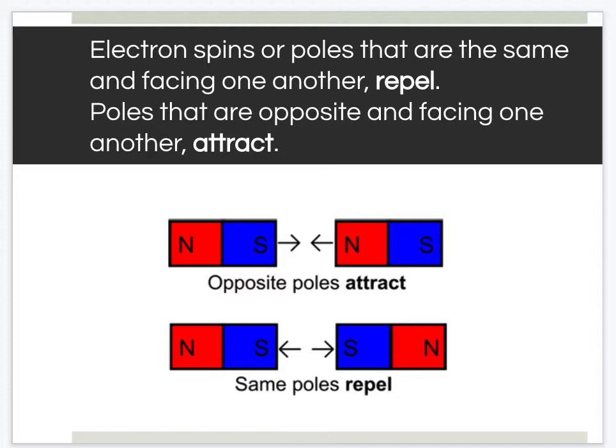Electron spins or poles that are the same and facing one another repel, and poles that are opposite and facing one another attract. So opposite poles attract, so south and north are going to attract. They're going to stick together, and same poles repel. They're going to push away from each other. So the attraction is like a pulling force, and the repelling is like a pushing force. So south and south are going to repel, north and north are going to repel. South and north will attract. They will stick together.